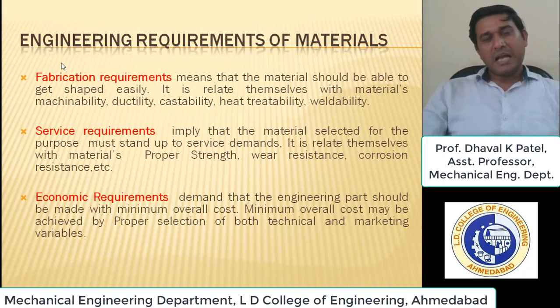Then some materials are prone to wear, so that material should have higher wear resistance, like brake liners in automobiles. So brake liners have higher wear resistance. Talking about corrosion resistance, in some food industries and some pharma industries, machineries are used in corrosive atmospheres, so those materials have higher corrosion resistance. It means whatever the service requirements are, that condition should be satisfied by the particular material.